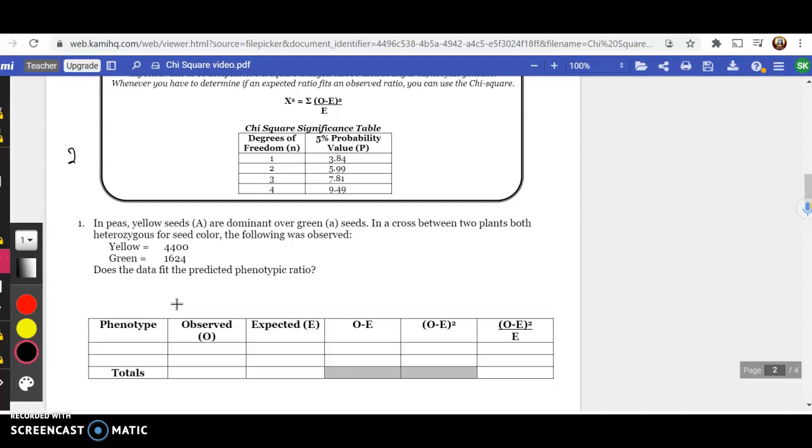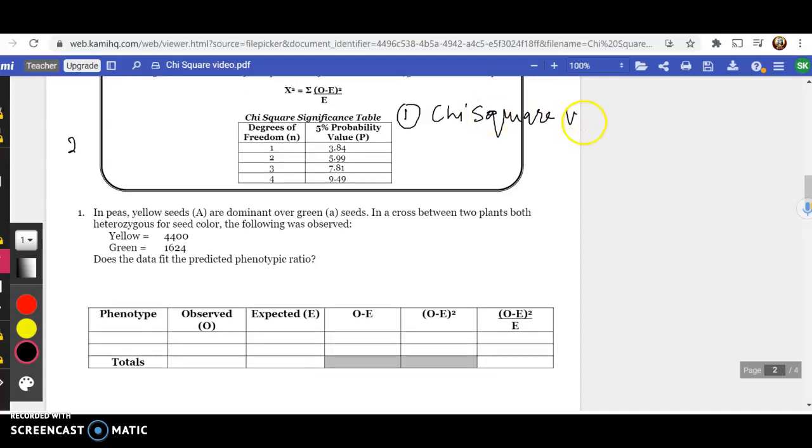So for this, you need to have two things. One, the chi-square value, which we are going to calculate. And the second thing you need is the p-value. The p-value is a number between 0 and 1.